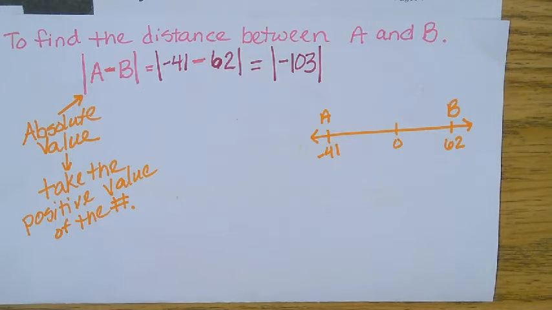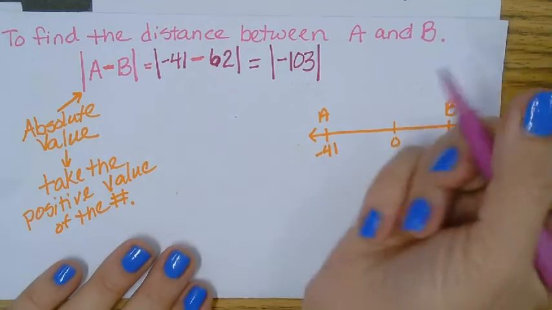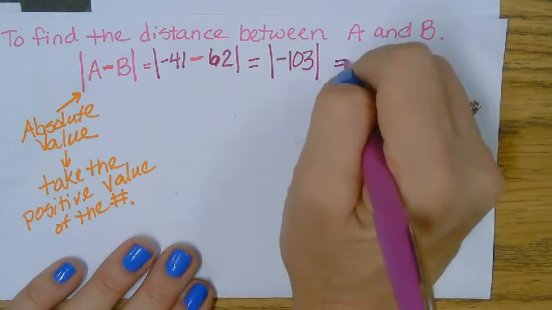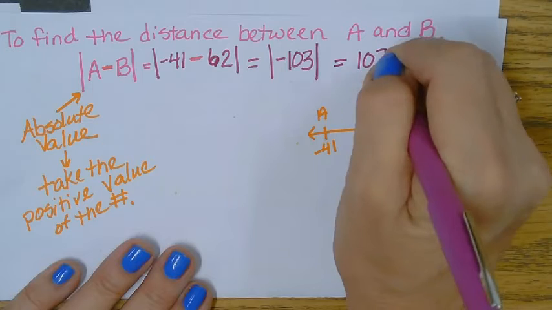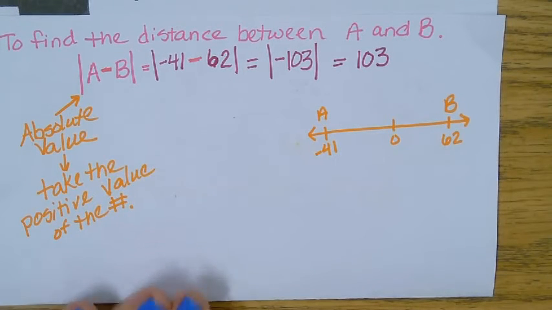So absolute value bars work kind of like parentheses in the fact that you have to simplify inside them first, okay? So negative 103, absolute value of that. So we're going to take the absolute value, which means those absolute value bars go away, and it becomes positive 103.